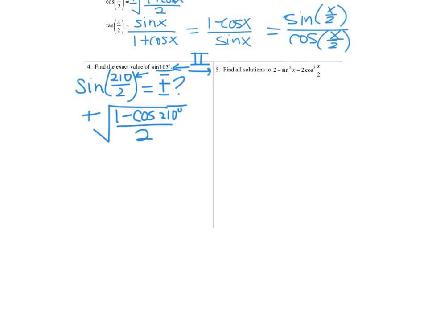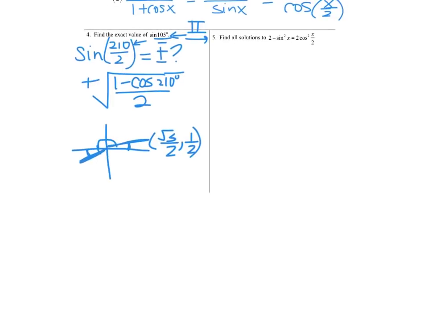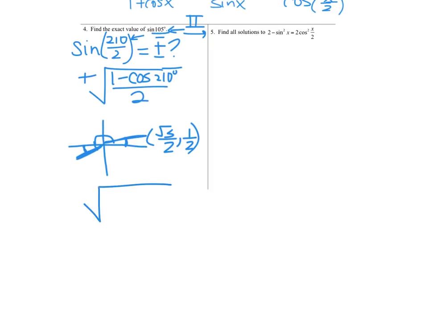Now I'm not a big fan of 210 because, it's like, where is 210? What angle is that? Well, it's 180 plus 30 more. So I'm in quadrant 3, so I know it's going to be negative. And it has a reference angle of 30 degrees. Well, over here, cosine is root 3 over 2. So it's going to be negative root 3 over 2. So I get the square root of 1 minus, so the cosine of 210 is negative root 3 over 2, all over 2.